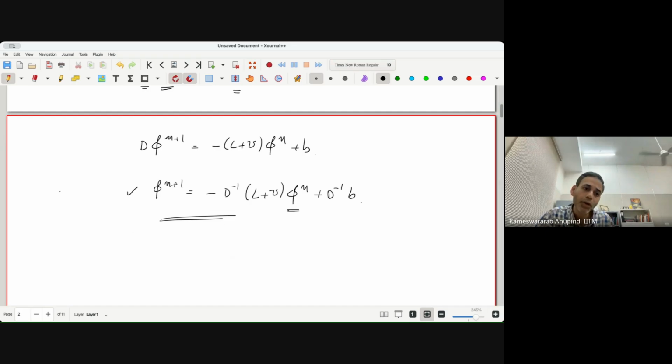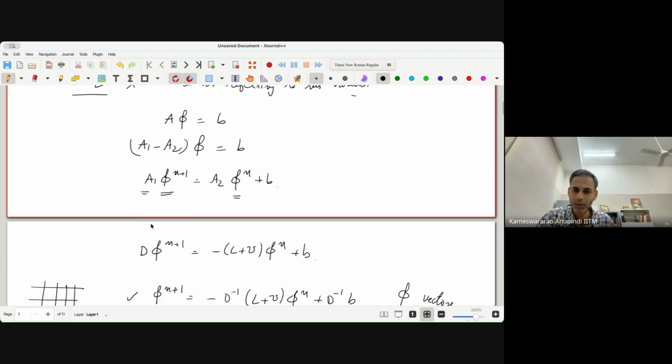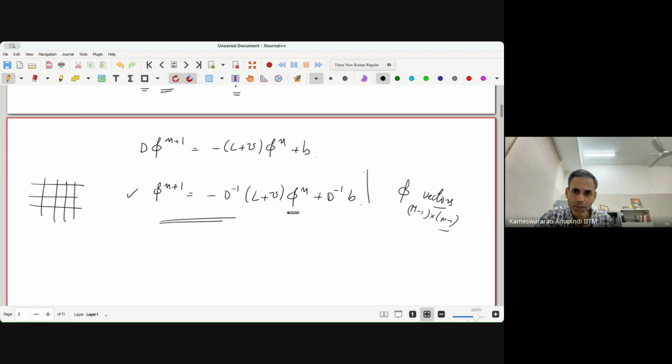This is the next value for all the values of phi, right? We said phi is basically over the entire grid points. So here we realize that all the phi values are vectors, going from m minus 1 times n minus 1. I have mixed up a little bit here. I wrote a capital N, but the n I'm referring to is the total number of degrees of freedom, which is nothing but m minus 1 times n minus 1. So that is your point Jacobi method.